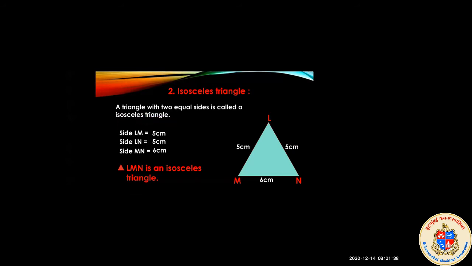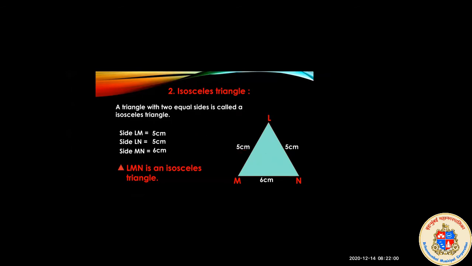And when the three sides of a triangle are equal, as we learned before in equilateral, that triangle had all the sides equal. So that's why it is called an equilateral triangle. Now here, isosceles has two sides equal. So that's why this is an isosceles triangle.